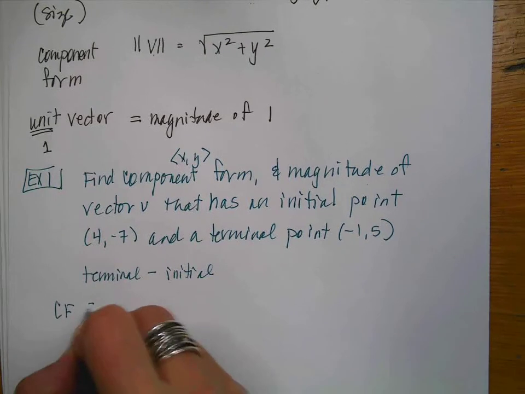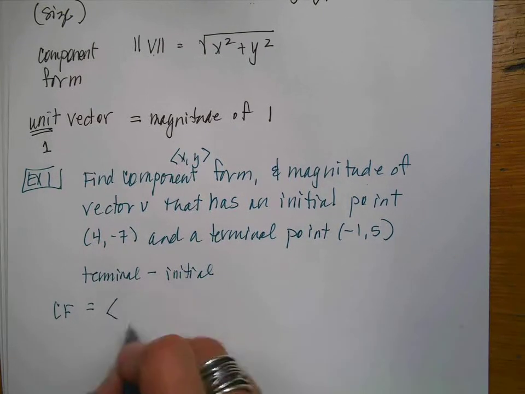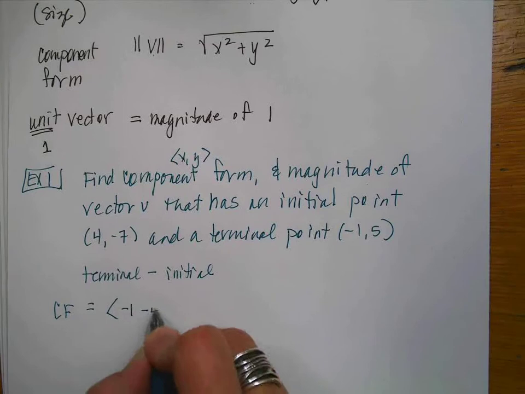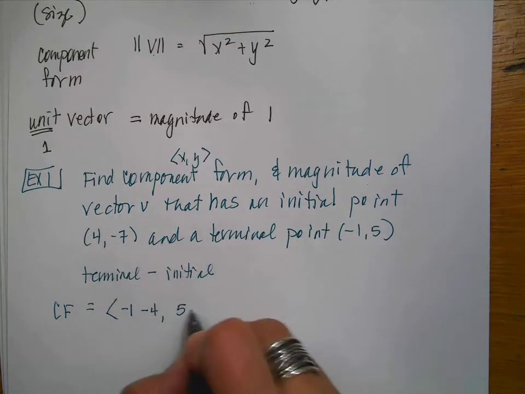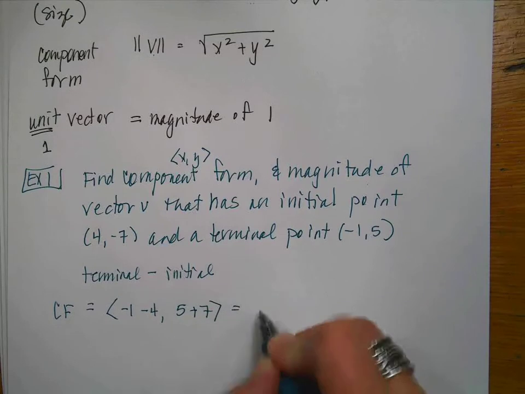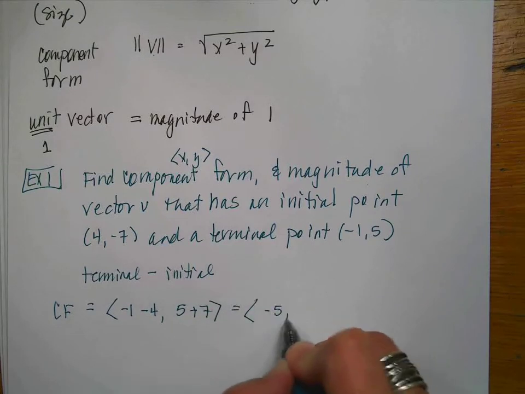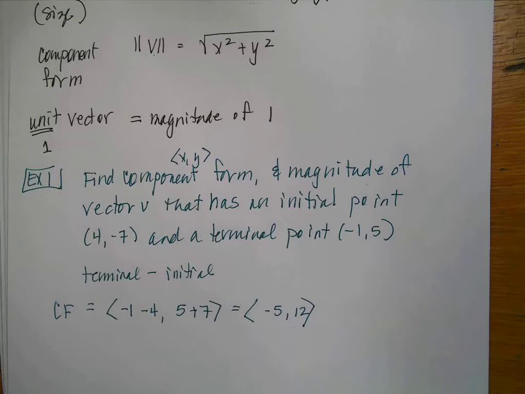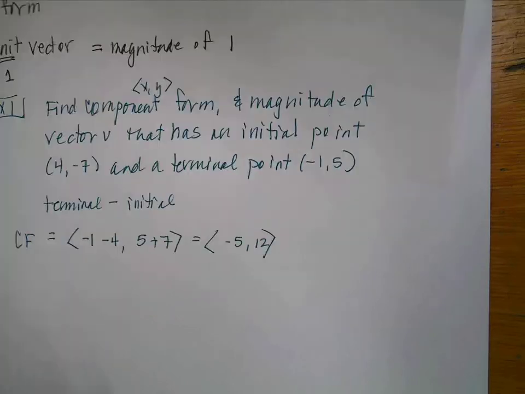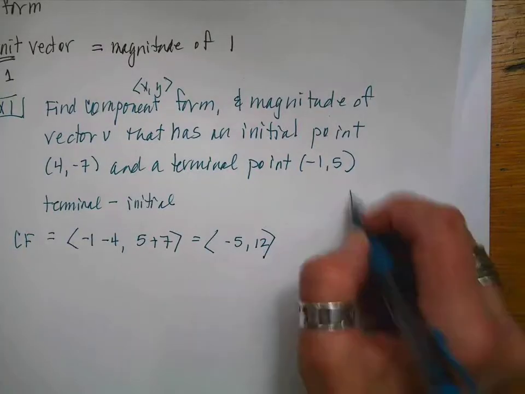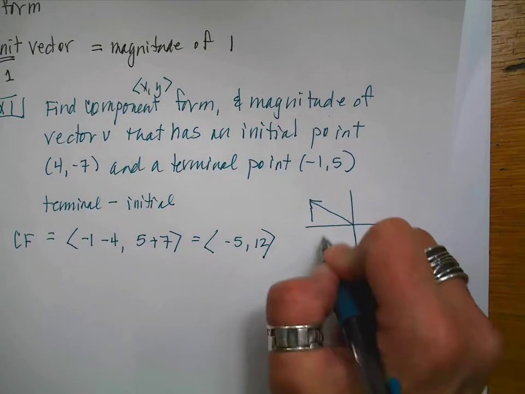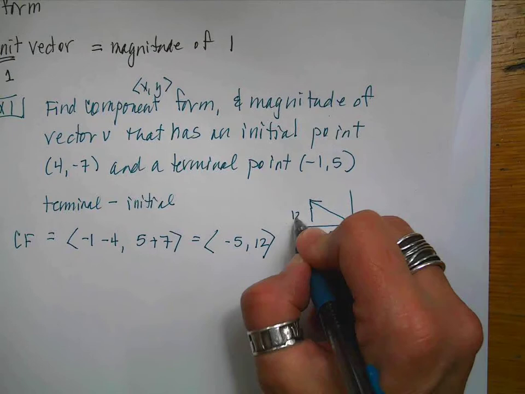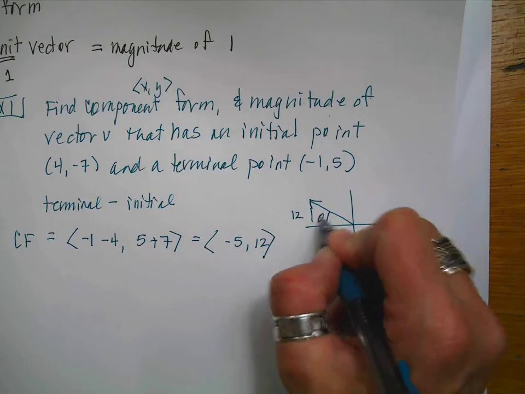So then my component form is going to equal, my terminal is -1 minus 4 and 5 minus the 7. So it's going to be -5 and 5 minus 7... so my component form is going to be (-5, 12). Okay. So when we talk about the component form of a vector, I'll just stop and take a little side note, I can draw that vector. This is -5, and then this is 12.